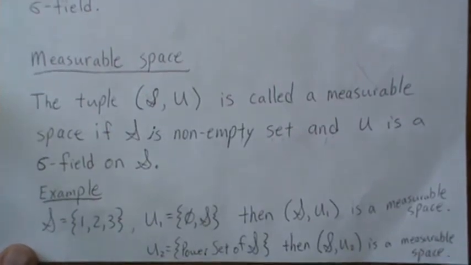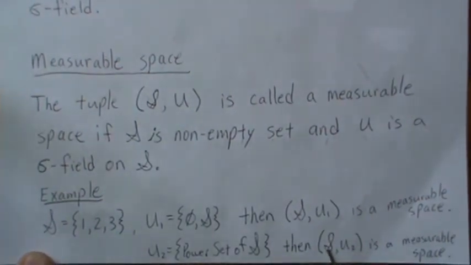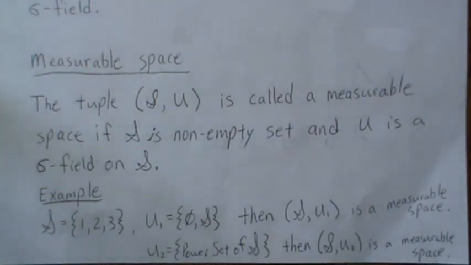So here's another example using the same S, so our same universal set, and then we let the sigma field be the power set of S. Now this tuple, S and U2, is another measurable space. So we can have multiple measurable spaces from a given universal set, okay? But we have to have the requirement of a universal set and a sigma field upon that universal space.